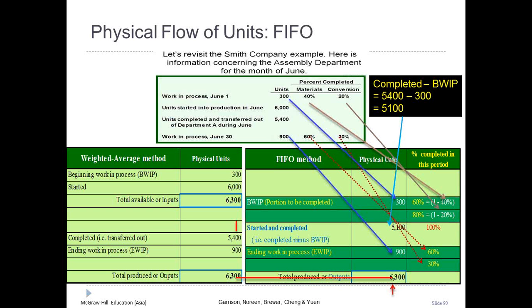For beginning work in process, it is the remaining work performed in the current period. For the started and completed, all work should be 100% done. And for ending work in process, work done in the period should match the progress to date.